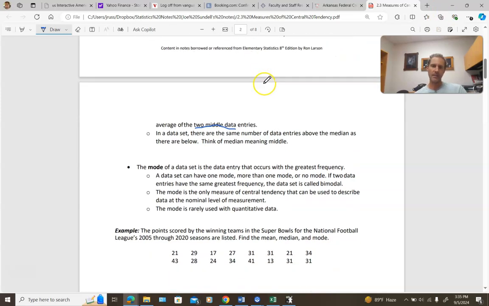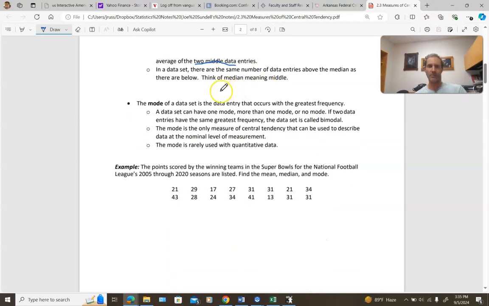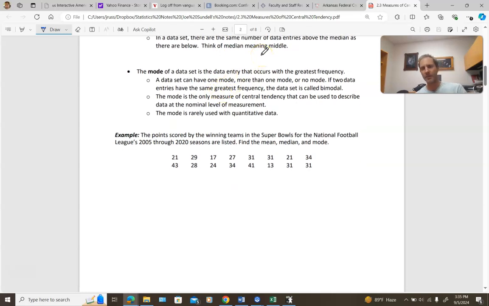All right, and then the last thing that we're going to talk about is something called the mode. Now, this is typically not used all that much. This would be more appropriate for qualitative data. So if you're going around asking people what their favorite color is, then the mode is going to be the data entry that occurs the most, with the greatest frequency. So if most of the people you survey say that blue is their favorite color, then blue would be the mode for that data set.